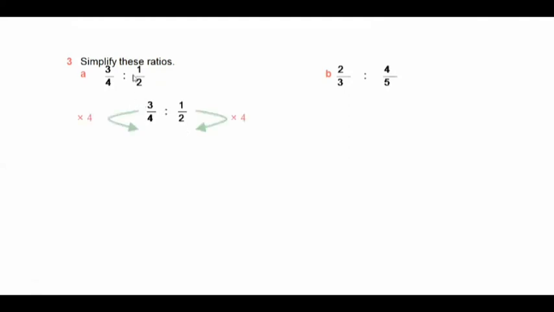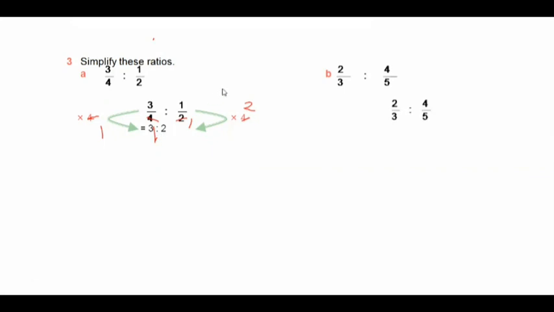So multiplying 3 by 4 by 4, we cancel: 4 ones are 4 and 4 ones are 4. So 1 into 3. Here we are simplifying 1 by 2 into 4. So 2 ones are 2 and 2 twos are 4. That is how we get 3 into 1 is 3 and 2 into 1 is 2. That is how the simplified form of 3 upon 4 is to 1 upon 2 is 3 is to 2.